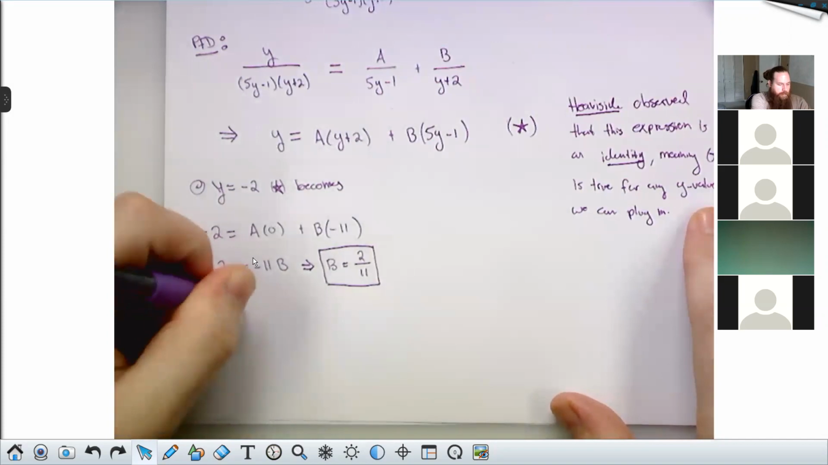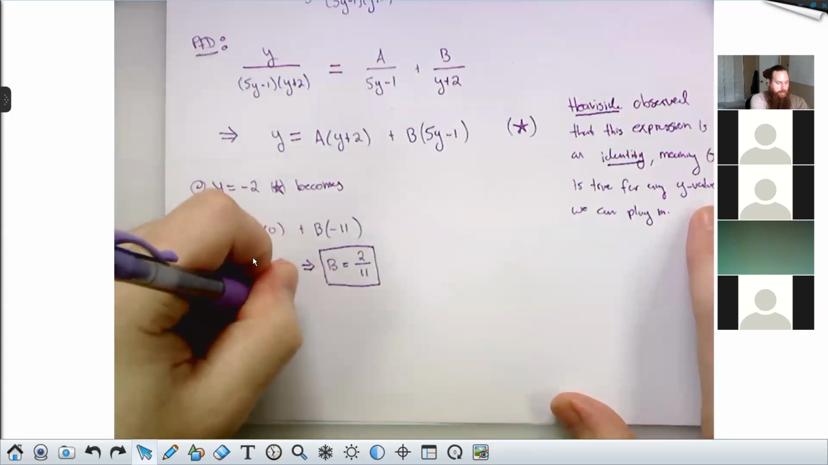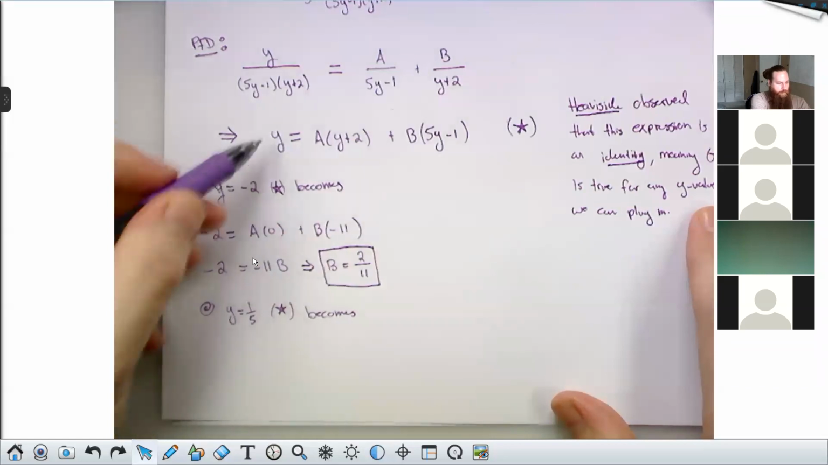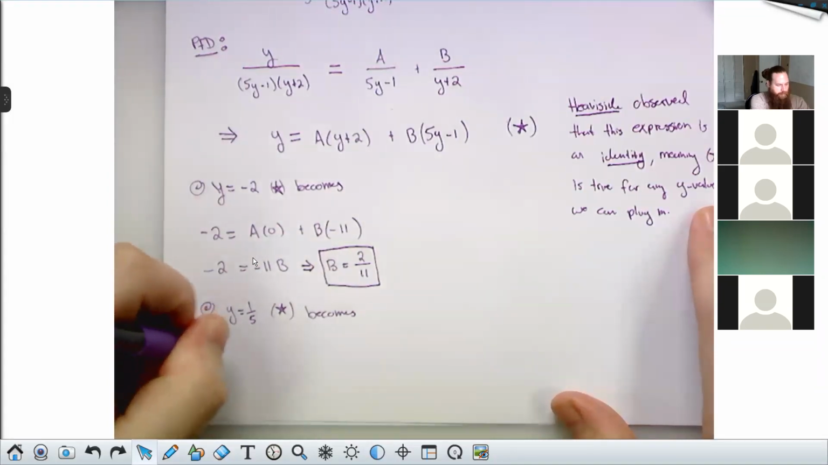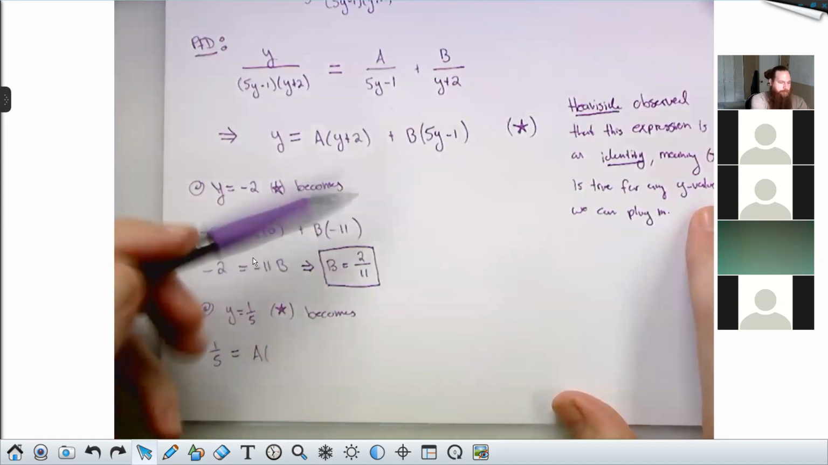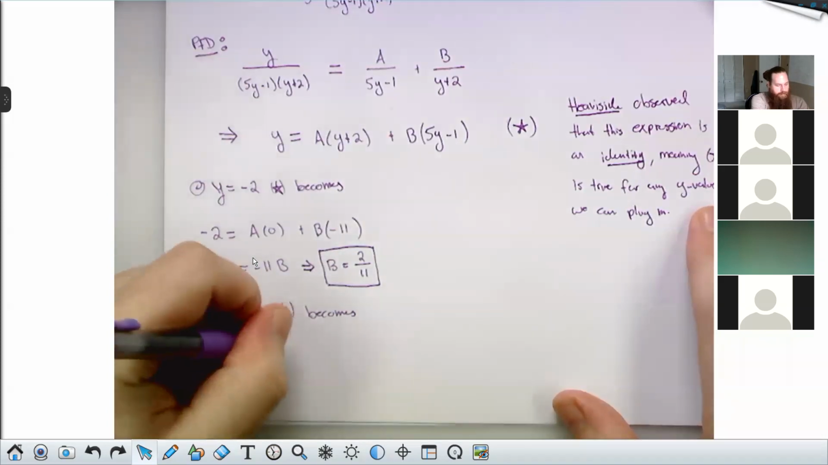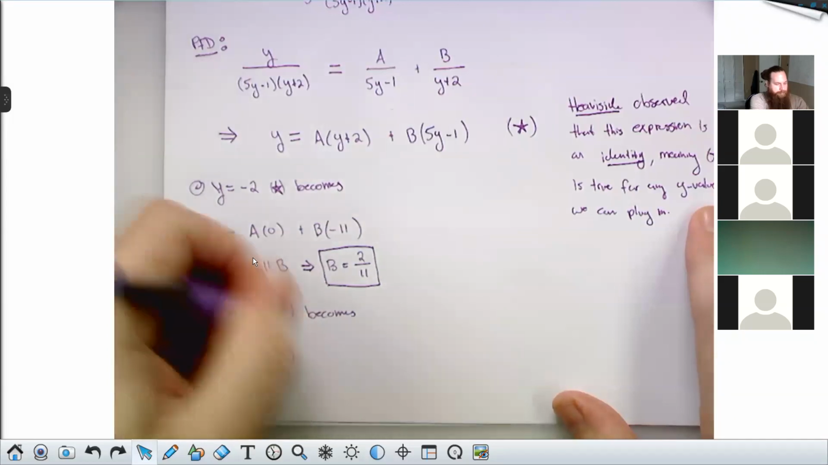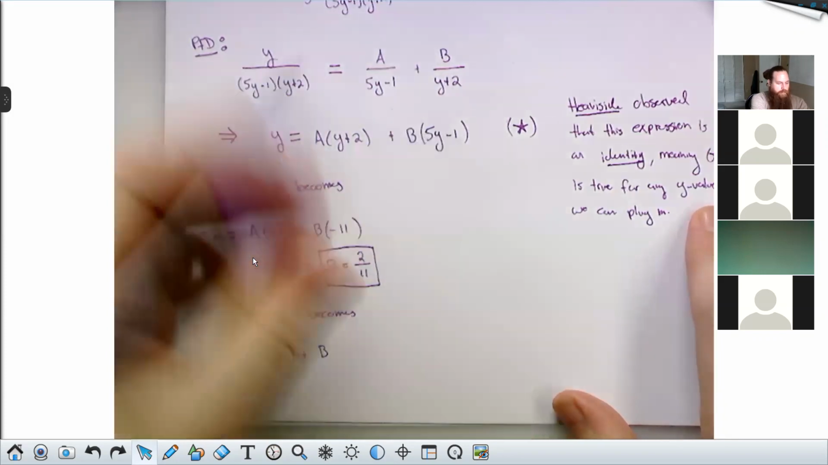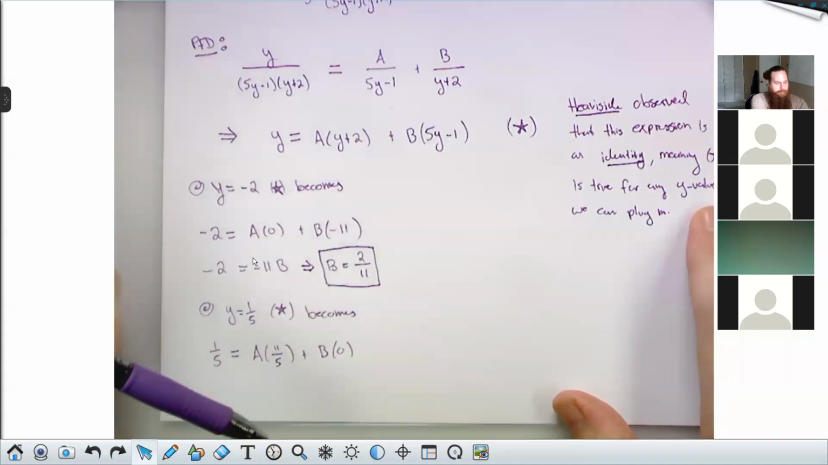If I plug in 1/5 for y, something nice will happen also. Then the identity star becomes 1/5 equals a times 1/5 plus 2. 1/5 plus 2 is 1/5 plus 10/5, that's 11/5, plus b times 5 times 1/5 is 1, 1 minus 1 is 0. So I chose 1/5 because I knew it would make that 0.